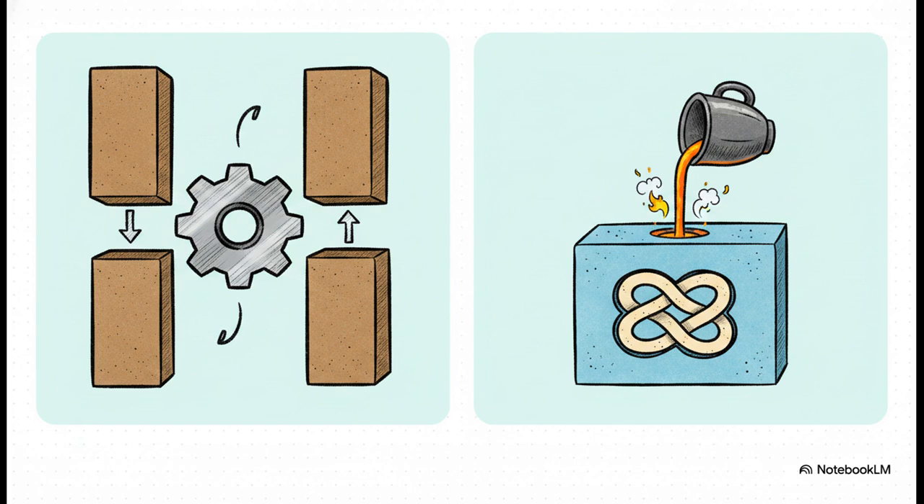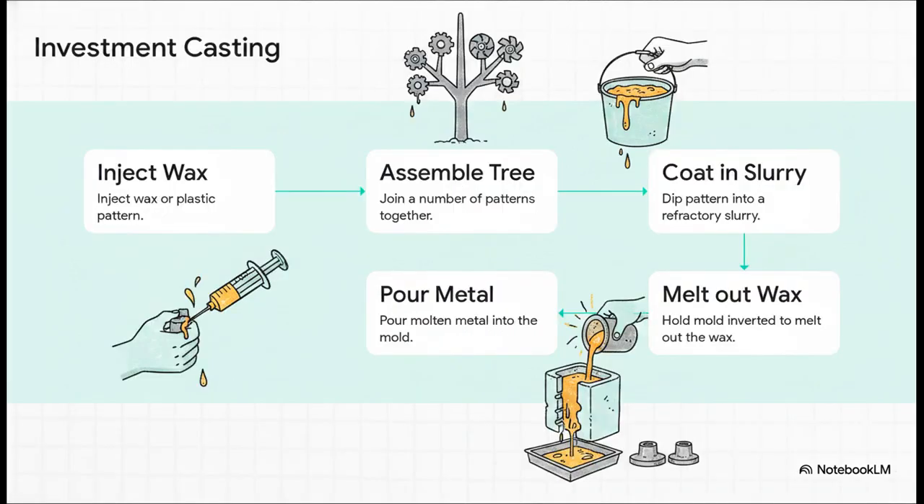Enter the expendable pattern. With this method, you leave the pattern completely inside the mold. You don't try to take it out at all. Instead, the molten metal itself either vaporizes the pattern on contact or the pattern is melted out right before pouring. It's brilliant because it completely eliminates the need for parting lines. Let's see how this builds into the famous investment casting or lost wax process. And fun fact, this is actually a 5,000-year-old technique.